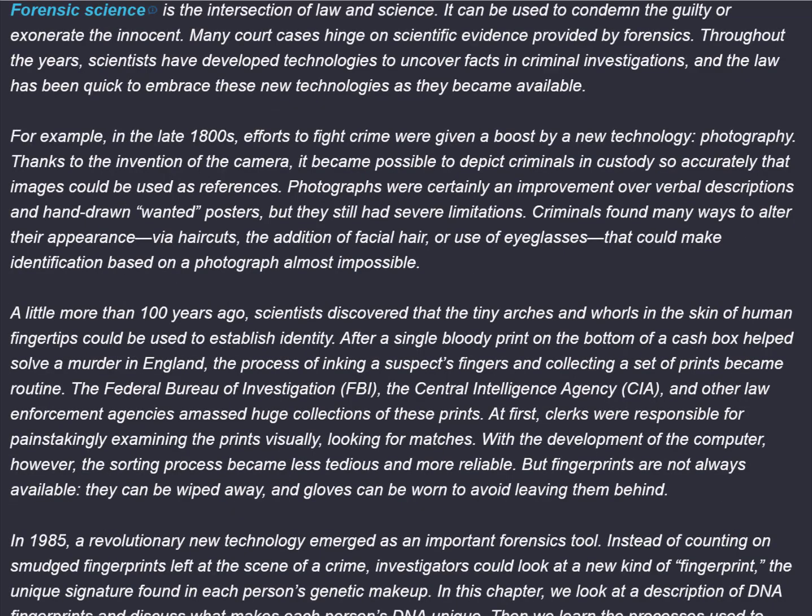Forensic science is the intersection of law and science. It can be used to condemn the guilty or exonerate the innocent. Many court cases hinge on scientific evidence provided by forensics. Throughout the years, scientists have developed technologies to uncover facts in criminal investigations, and the law has been quick to embrace these new technologies as they became available.